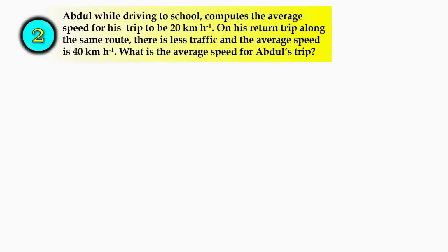Now let us solve the second numerical problem based on average speed. Abdul drives from his home to school and calculates the average speed of this trip to be 20 kilometers per hour. On his return journey along the same route, there is less traffic, so his average speed becomes 40 kilometers per hour. We need to find the average speed for Abdul's entire trip.